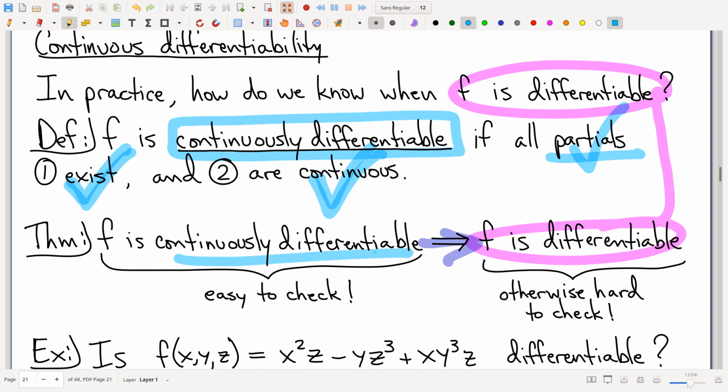And so this is the big life hack. This is, oh my God, such a huge workaround. You don't have to deal with the definition of differentiability. The definition of differentiability is a friggin' nightmare. No problem. You don't have to deal with it. Just check that your function is continuously differentiable. That's easy to do. Partial derivatives, eyeballs, nothing to it. Once you know it's continuously differentiable, you snap your fingers, ergo differentiable. All right, here's an example.